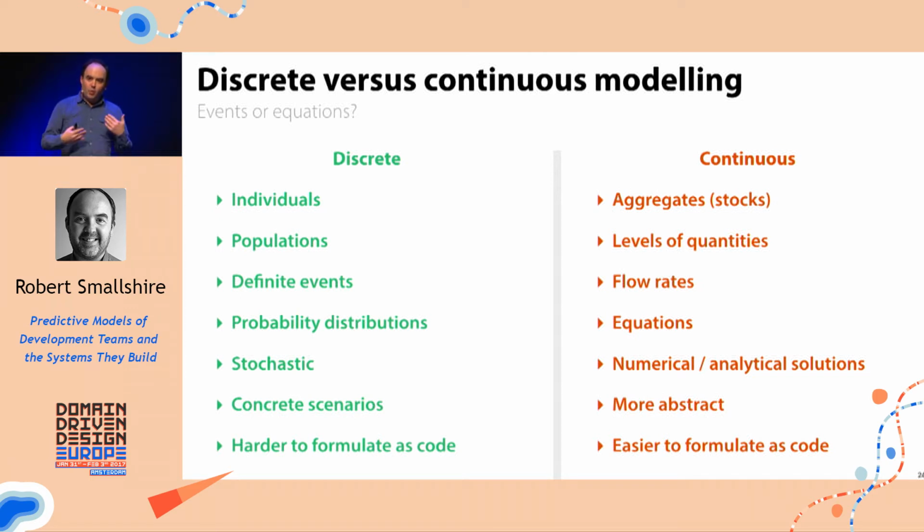And now, rather than modeling them with events, we model them with equations, or we can, which we then have to solve either numerically or analytically if we're lucky, but usually numerically. And these are a much more abstract way of formulating the problem because you're never dealing with a concrete scenario, you're dealing with a problem in the abstract. But they are easier to formulate as code.